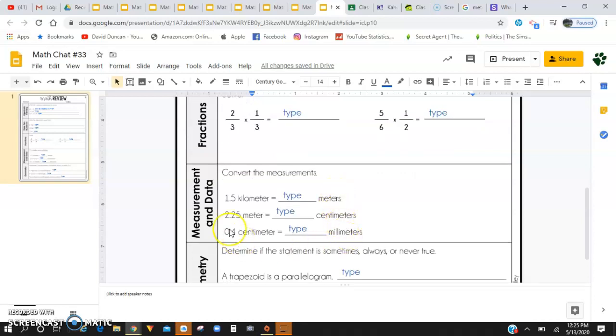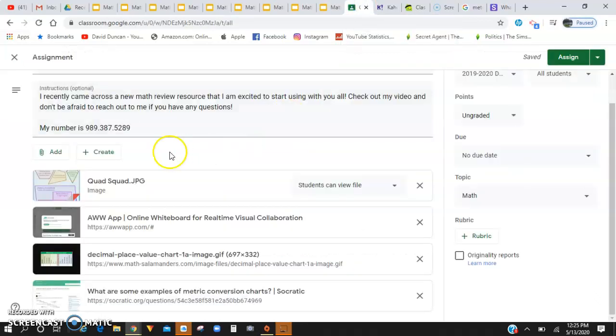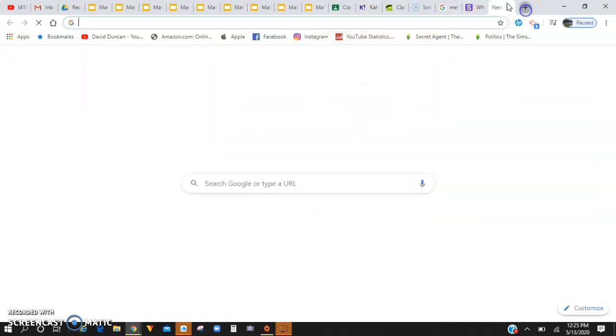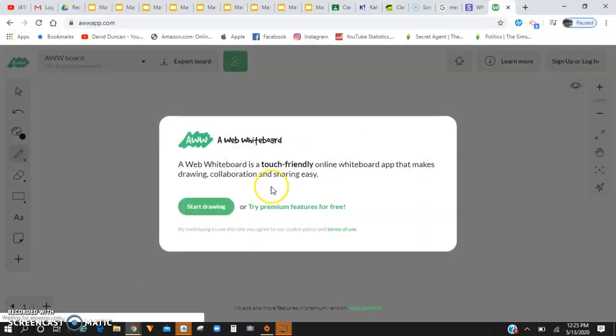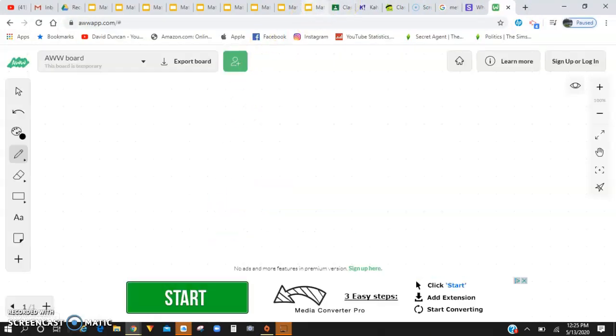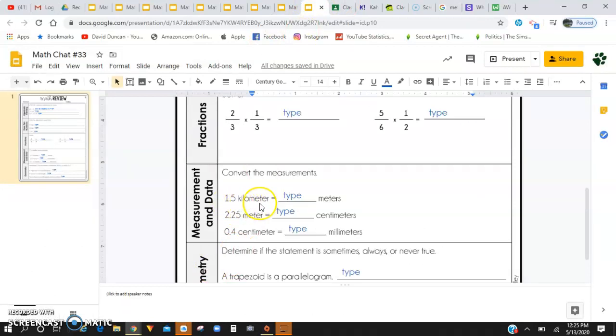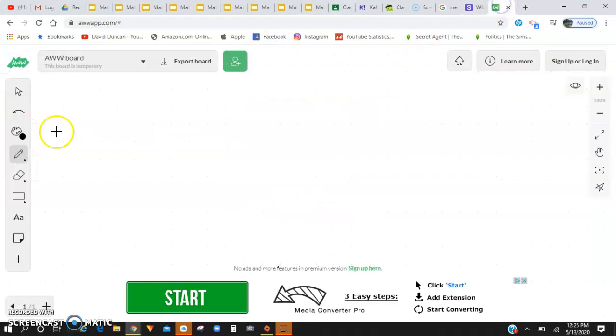Measurement and data, you are going to be doing some converting in the metric system, and I will do one with you. I also want to point out, though, that I did add in this assignment metric conversion charts for you to reference. It's that King Henry doesn't usually drink chocolate milk, and I have a couple of reference examples for you right here. But we are going to do one of these together. I'm going to go to my whiteboard that I've also linked in this for you to work on. But we're going to go 1.5 kilometers to meters.